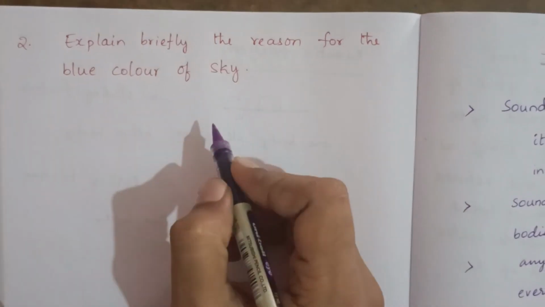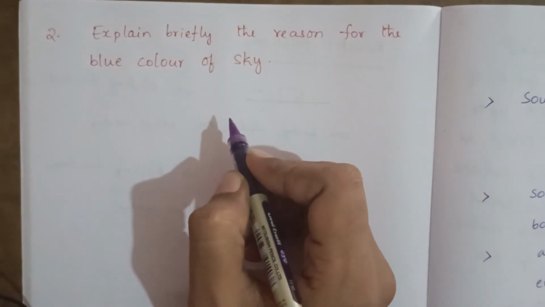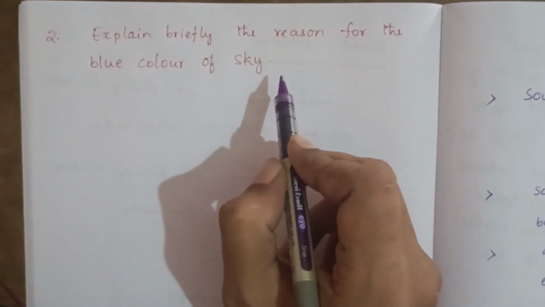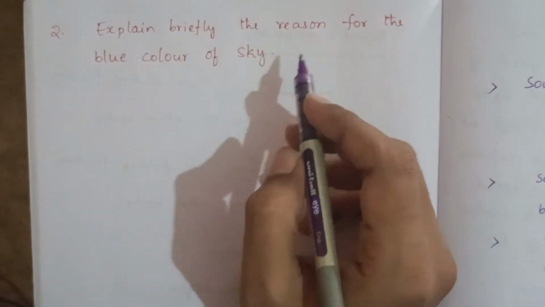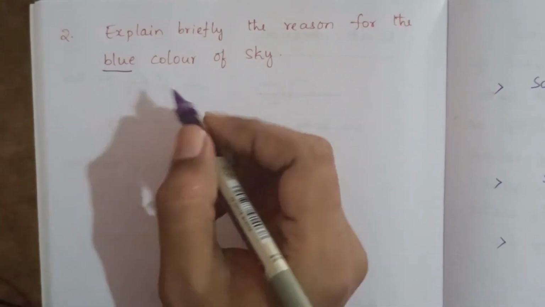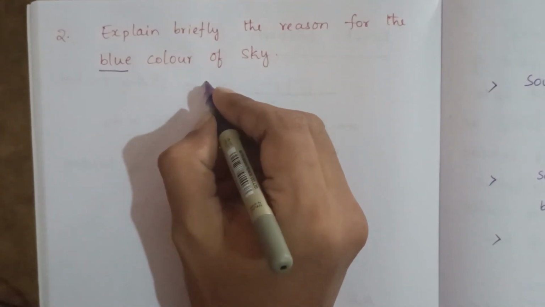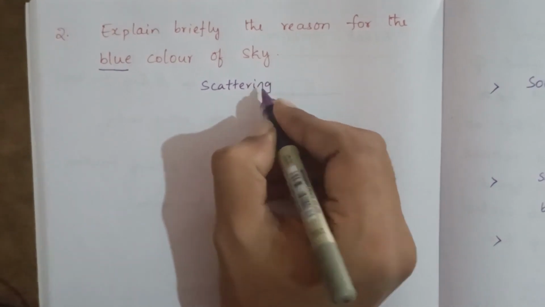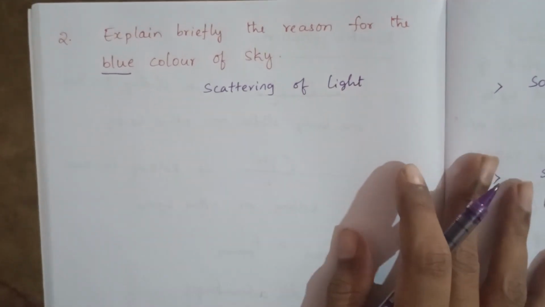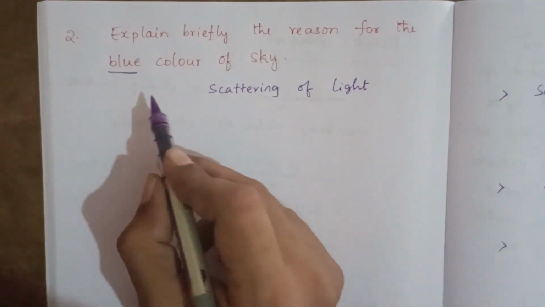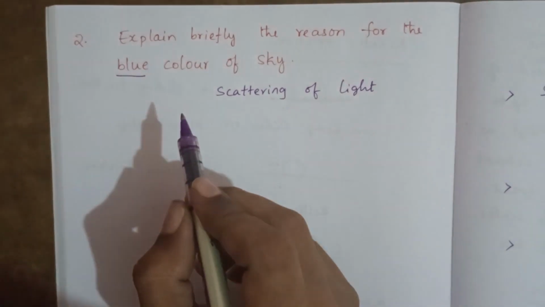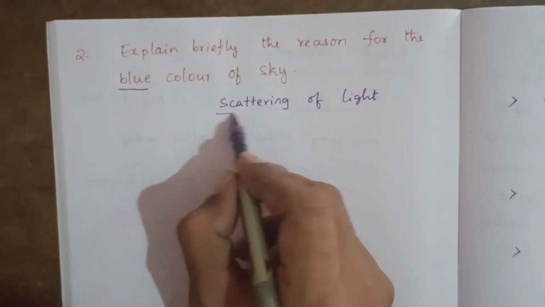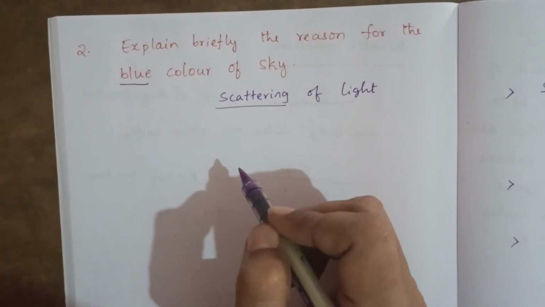Okay. Now, next question. Explain briefly the reason for the blue color of the sky. The reason for the blue color of the sky is scattering of light. Because of scattering of light, the sky appears blue. The sky color changes because of scattering. Now, what is meant by scattering first?